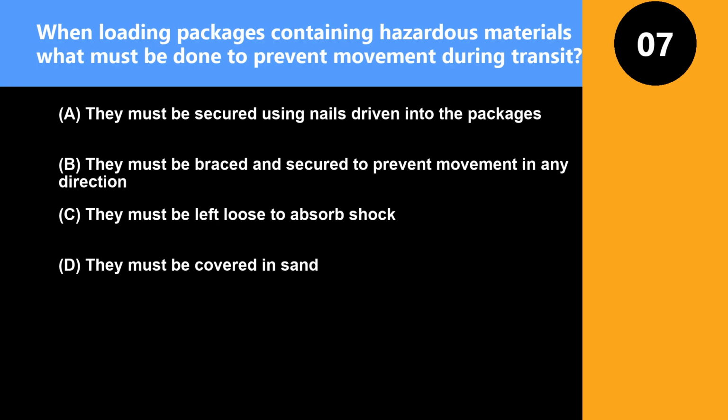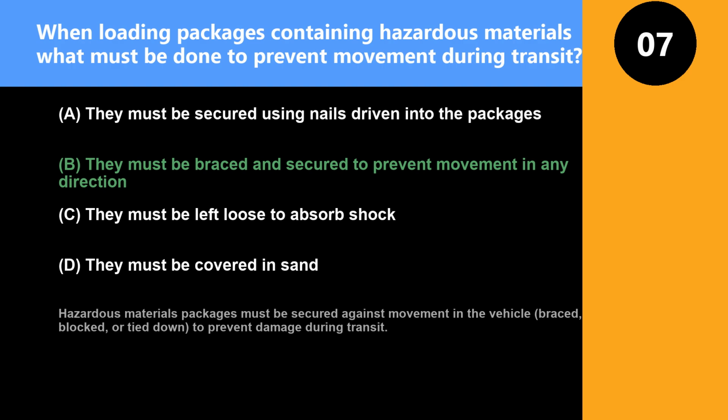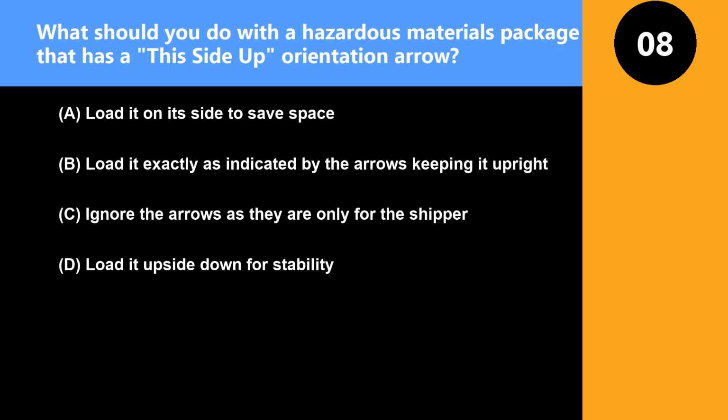Question 7. When loading packages containing hazardous materials, what must be done to prevent movement during transit? Option A, they must be secured using nails driven into the packages. Option B, they must be braced and secured to prevent movement in any direction. Option C, they must be left loose to absorb shock. Option D, they must be covered in sand. The correct answer is option B. Hazardous materials packages must be secured against movement in the vehicle, braced, blocked, or tied down, to prevent damage during transit.